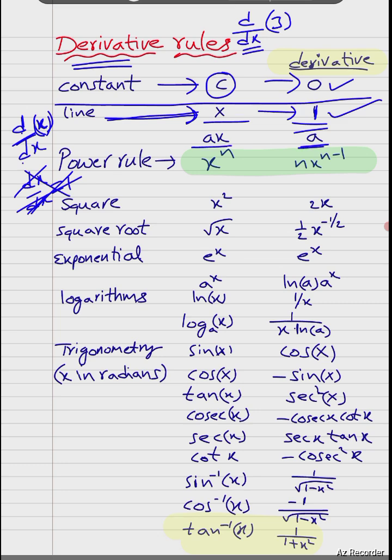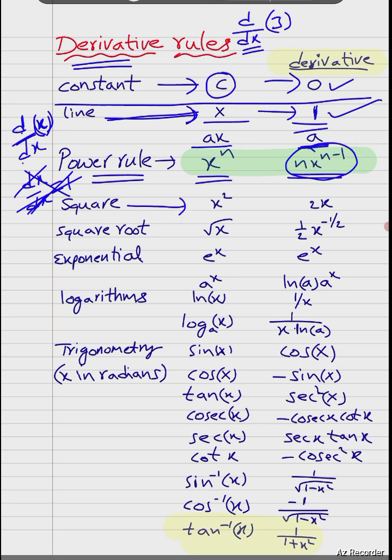And what about d by dx of ax? D by dx of ax is a. And the next one is called the power rule. The power rule will be applied in the upcoming examples. So what is the power rule? The derivative of x power n is n times x power n minus 1. This n comes forward and in the power, 1 will be reduced. That is how you remember this rule.